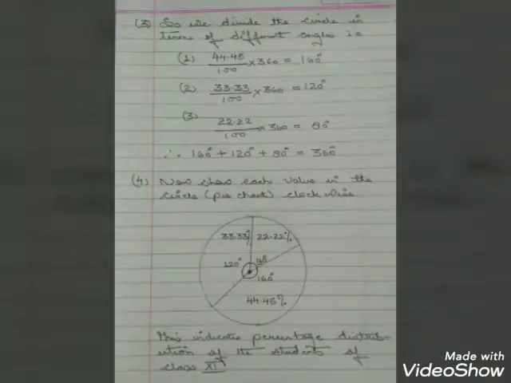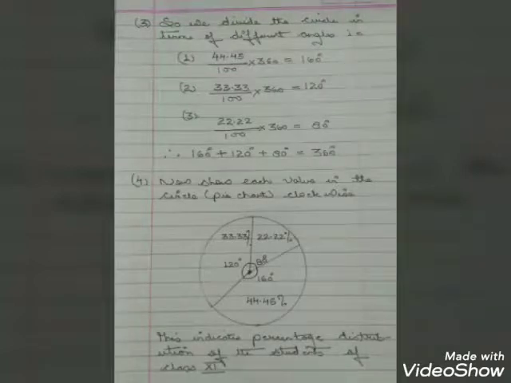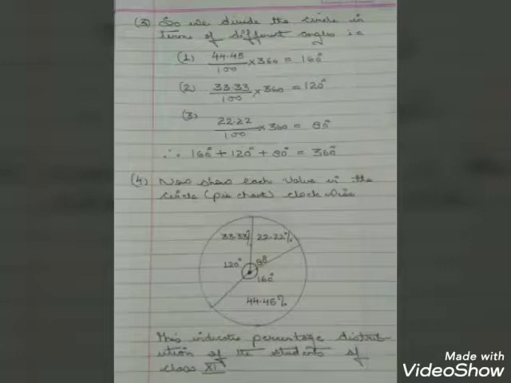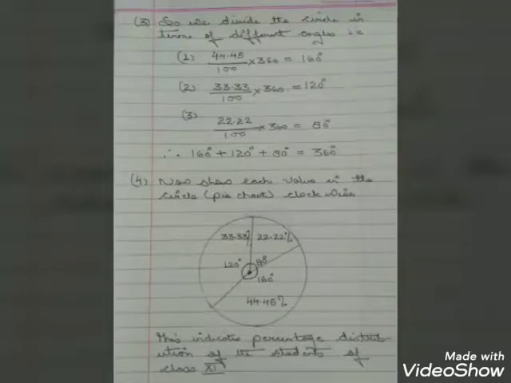Now children, this is very important: the sum of all 3 values should be 360. If we add 160 plus 120 plus 80, that comes to 360. If it is not coming to 360, that means somewhere you have made a mistake in the calculation. The sum has to be 360, and only then is your pie diagram complete.